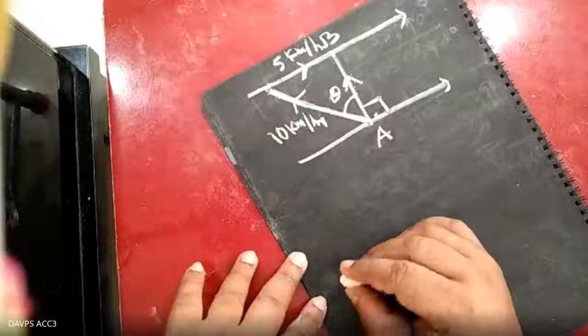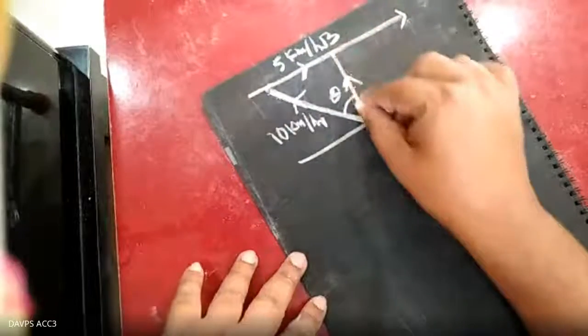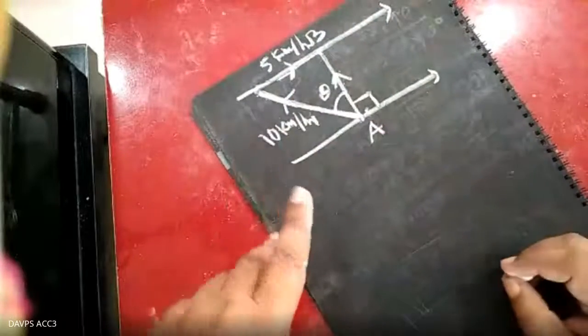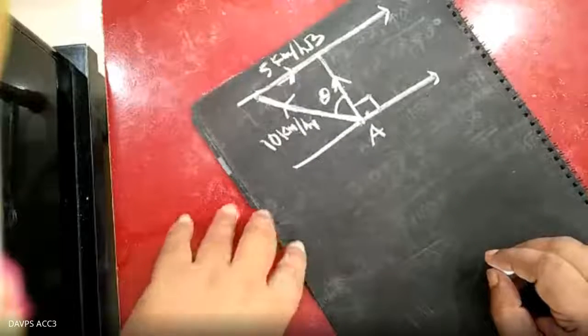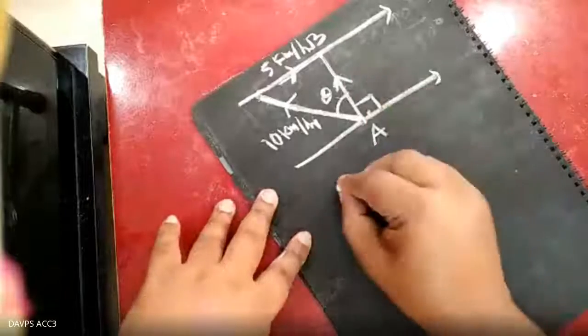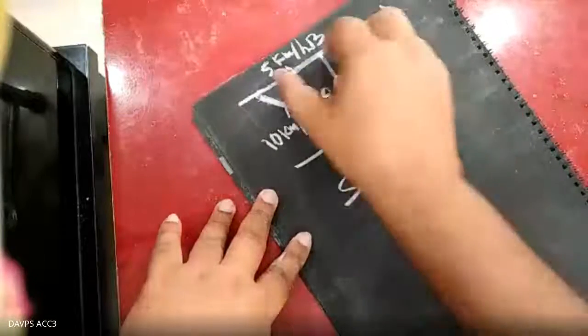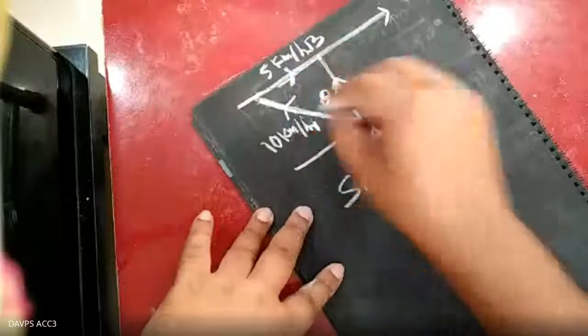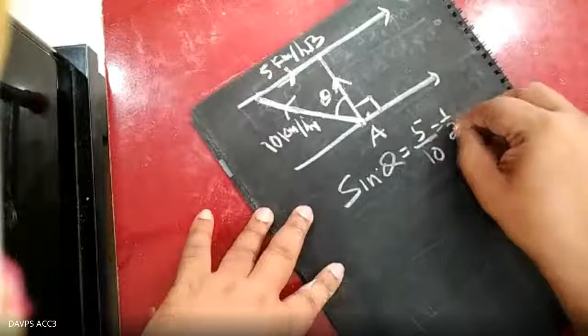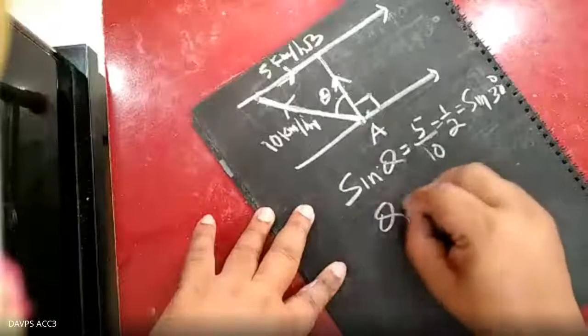How will the geometry be applied here? From this we get a right angle triangle. From the right angle triangle, you can apply Pythagoras directly or the sine function. So you can use the sine here. If the angle is theta, sine theta equals perpendicular per hypotenuse. So sine theta equals 5 by 10, which geometrically equals half. That is sine 30°, so theta equals 30 degrees.